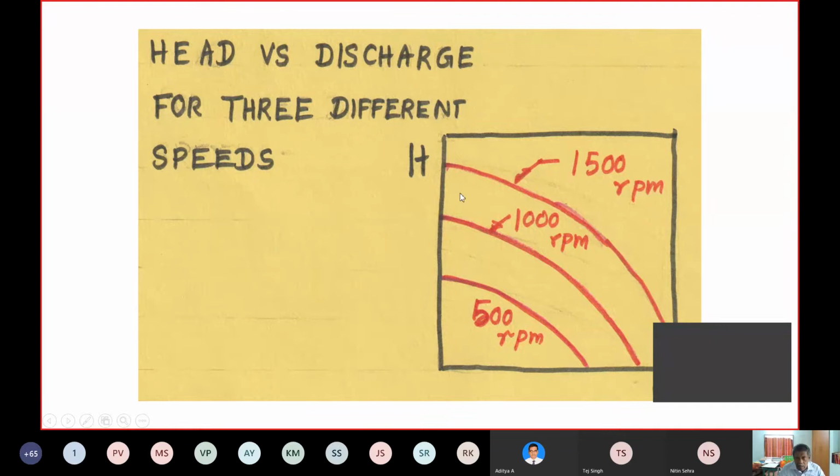When you double the speed, you will find that the head has increased, the shutoff head has increased, correspondingly the discharge also will increase, the power required also will increase. Then you have another curve corresponding to 1500 RPM. There the shutoff head is more, the final discharge is also more. So this type of characteristics is called the head discharge characteristics, or the pump characteristics.